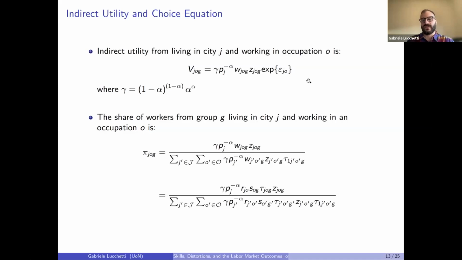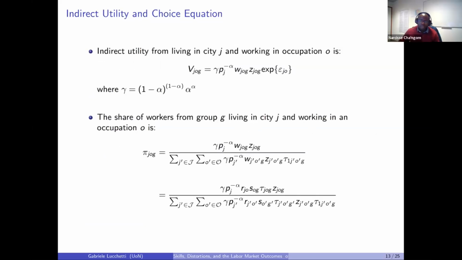By using the properties of the Gumbel distribution, I can derive an expression for the share of workers from group G living in a city J and working in occupation O as follows. The share of workers from group G in city J and occupation O is going to depend on the indirect utility for a specific location, and on how much this indirect utility is going to weigh compared to all the other possible alternatives. If you're familiar with discrete choice models, this setting is known as a multinomial logit framework.